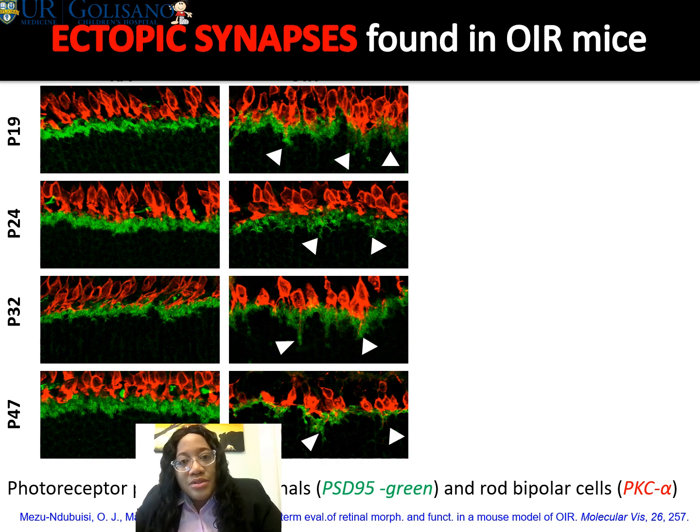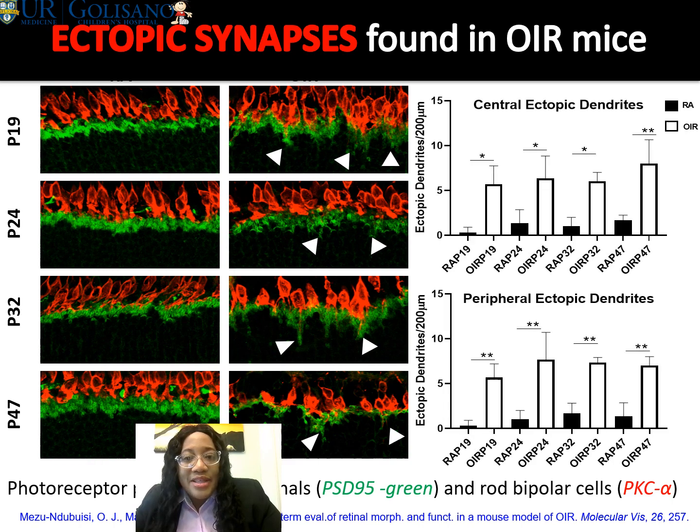We then took a closer look at retinal neuronal synapses between the photoreceptor cells stained green with postsynaptic density protein PSD95 and rod bipolar cells stained red with protein kinase C alpha, PKC alpha. We found that Romer mice had uniformly aligned synapses, but OIR mice had malaligned or ectopic synapses. The white arrowheads show the ectopic synapses extended beyond the outer plexiform layer to the outer nuclear layer. The graph shows that there are more abnormal synapses in the peripheral retina compared to central retina.